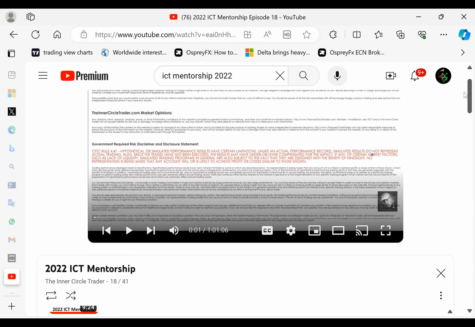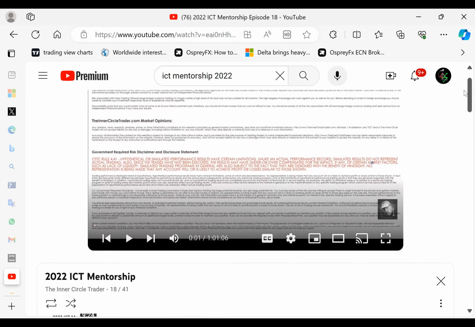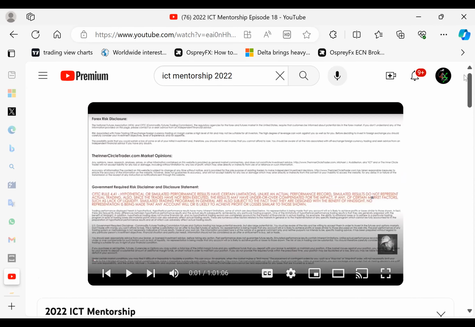All right, that was the 2022 mentorship slide 17. Hopefully everybody kind of understands the trade setup, what I look for, where I'm taking it to. Hopefully that cleans it up. Maybe me and ICT don't say it in the exact same way, but that's pretty much it.